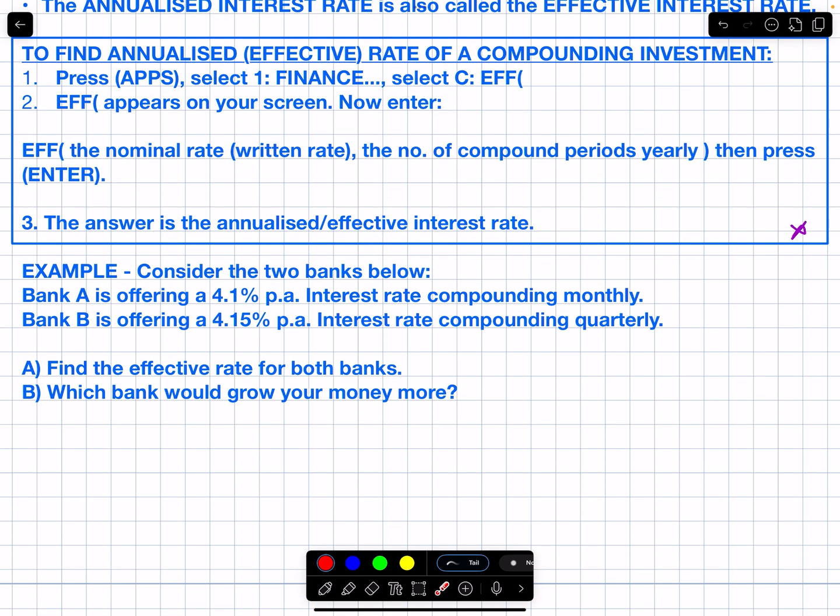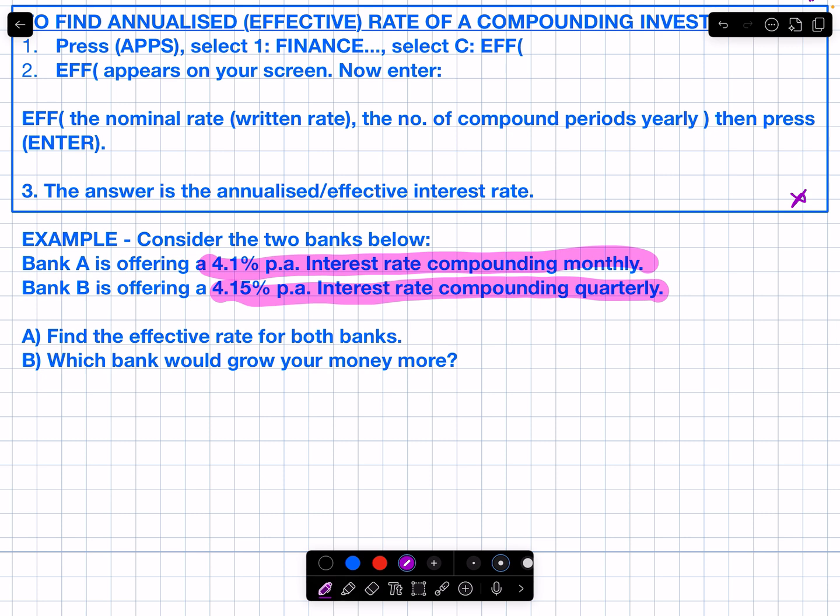Okay, so let's do an example for that. Consider the two banks below. Bank A is offering a 4.1% per annum interest rate, compounding monthly. That's important information. Bank B is offering 4.15% per annum interest rate, compounding quarterly. What's the effective interest rate for both banks? So this is how you show your working.